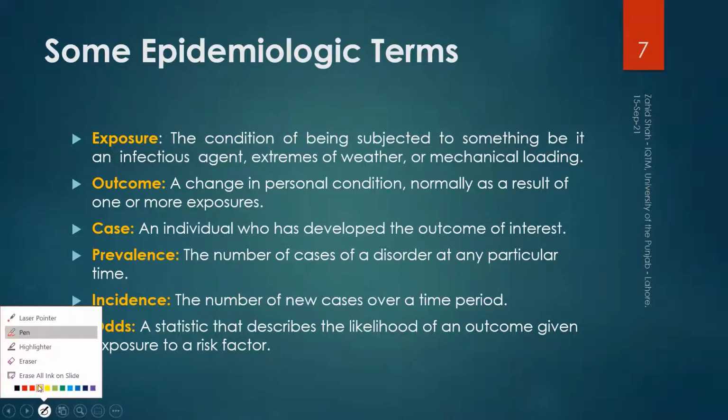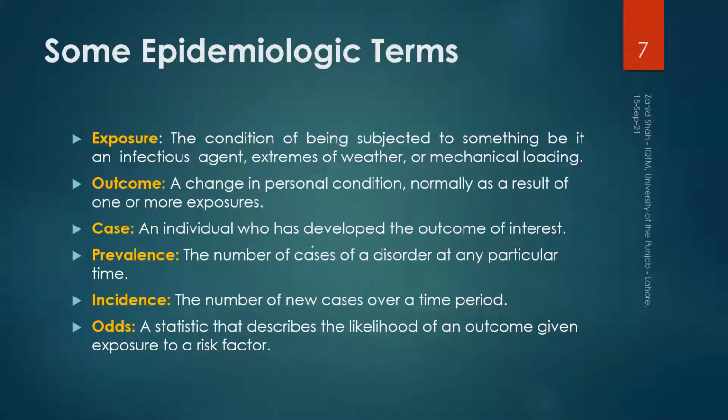One of them is prevalence, the number of cases of a disorder at any particular time. And incidence is the number of new cases over a time period. And odds is a statistic that describes the likelihood of an outcome given exposure to a risk factor.